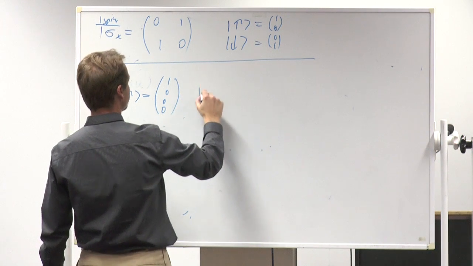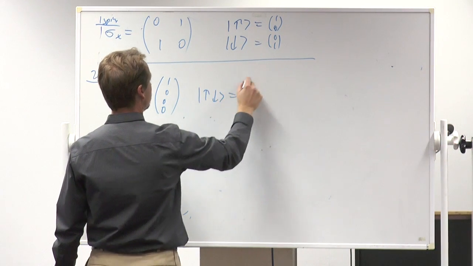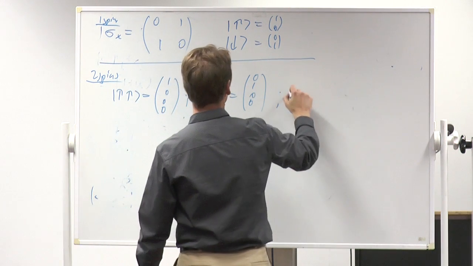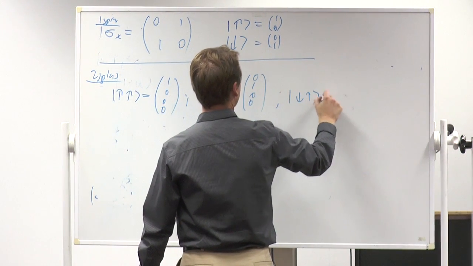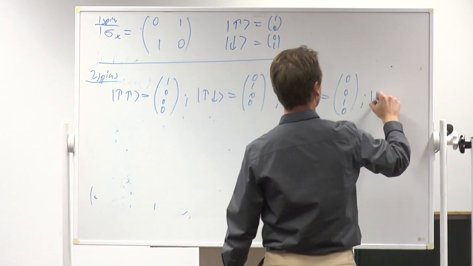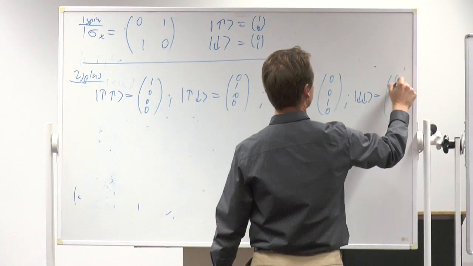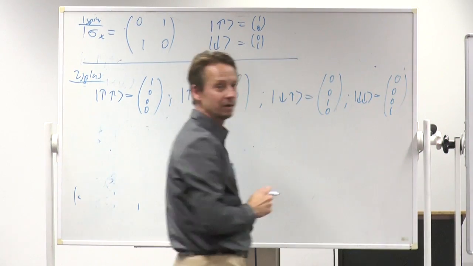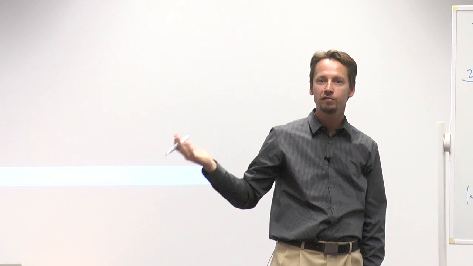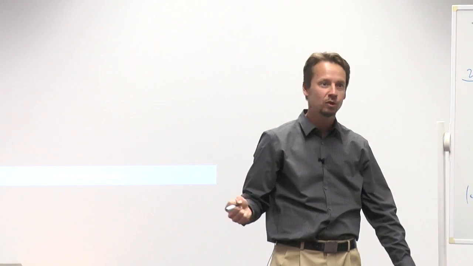How do I write this best? Up, down: (0, 1, 0, 0). Down, up: (0, 0, 1, 0). Down, down: (0, 0, 0, 1). So with two spins, you have 4 basis states that you have to keep track of. In general, the number of these states is 2 to the power of n, right? Which is why quantum computation works.